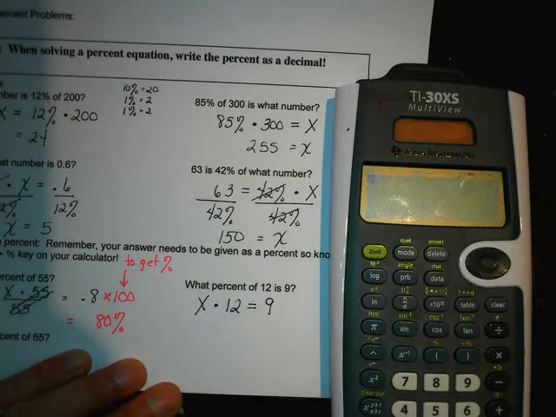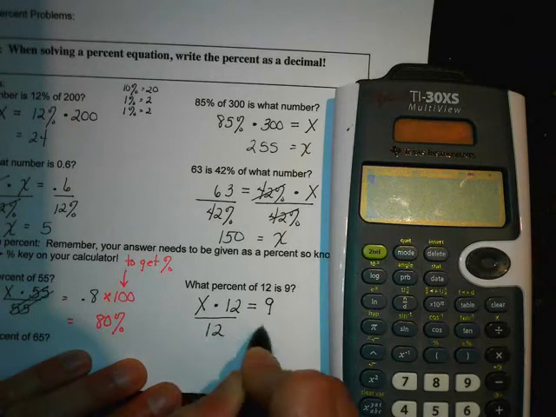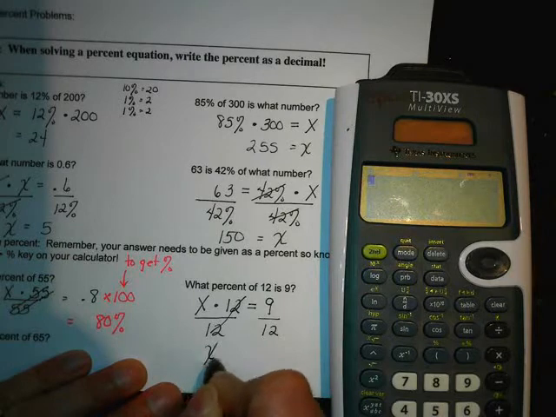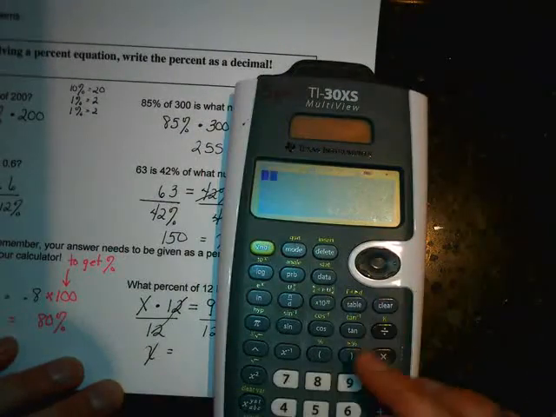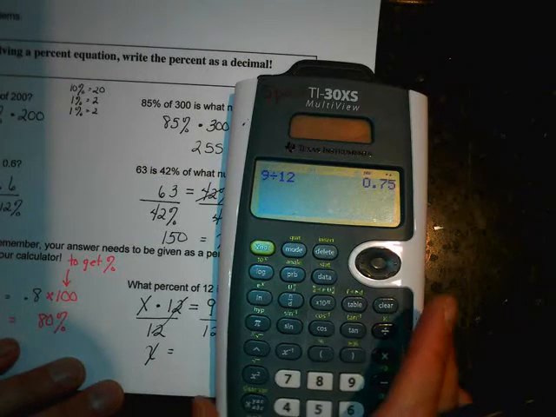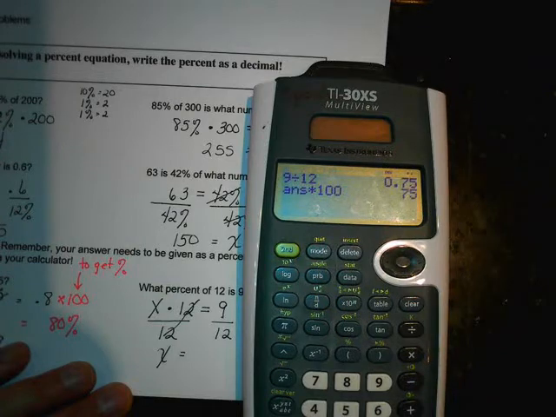So we're going to divide both sides by 12. And remember, the calculator's only going to give you the decimal form. You can just do 9 divided by 12 if you don't want to use your n over d key. And then remember, you've got to multiply it by 100 to get the percent. So 75%.